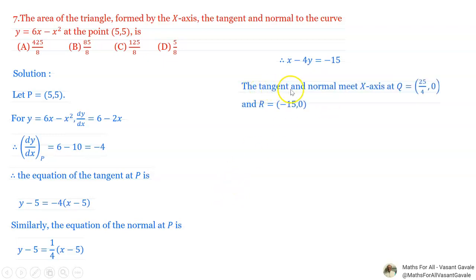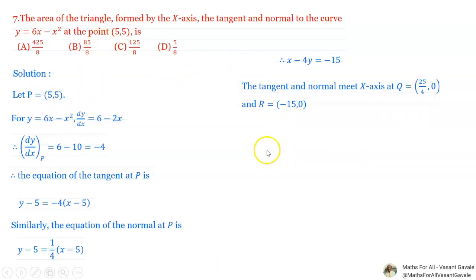Okay, the tangent and the normal meet the x-axis at the point Q. Suppose this is the equation of the tangent. When this tangent meets the x-axis, the y coordinate is 0, and if we simplify it, then you will get the point Q (25 by 4, 0). And for the normal, when it meets the x-axis, then y is equal to 0, then you will have x is equal to minus 15. Okay, these are the 3 points: P, Q, R.